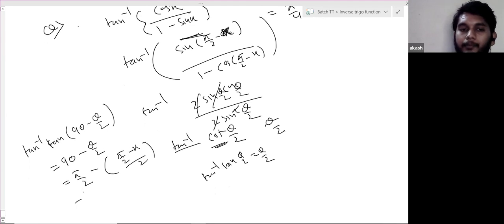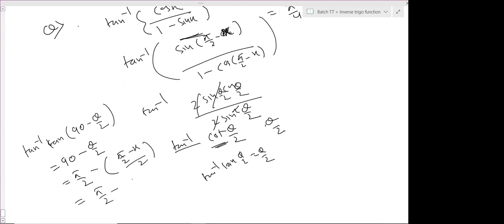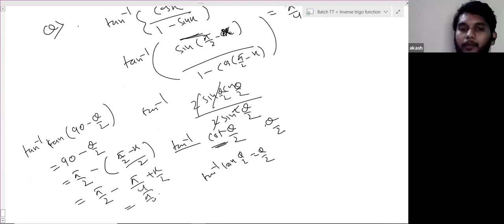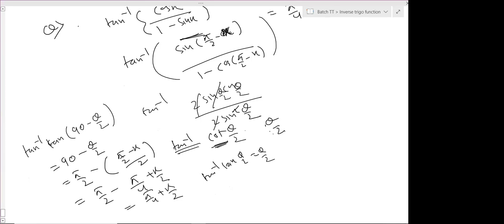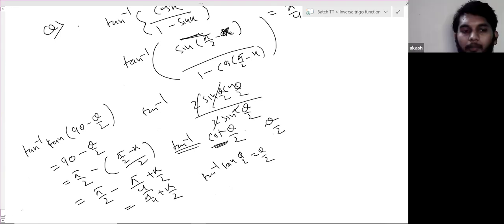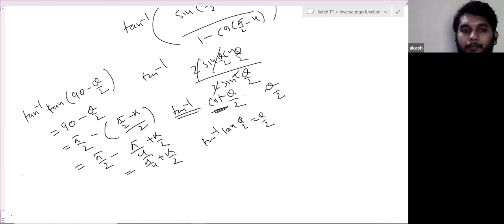This thing is clear? Yes. So the answer will be pi by 4 plus x by 2. And this is very important: tan inverse cot theta by 2 is not theta by 2. This is pi by 2 minus theta by 2. All right? Yes, sir. Write this down, then we'll solve the next question on this.